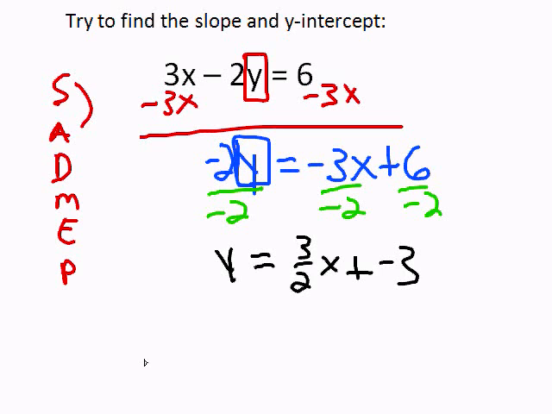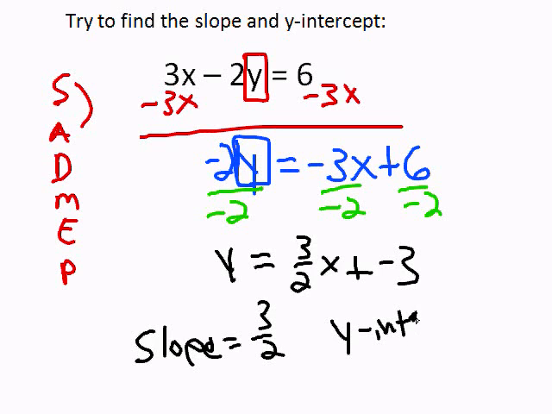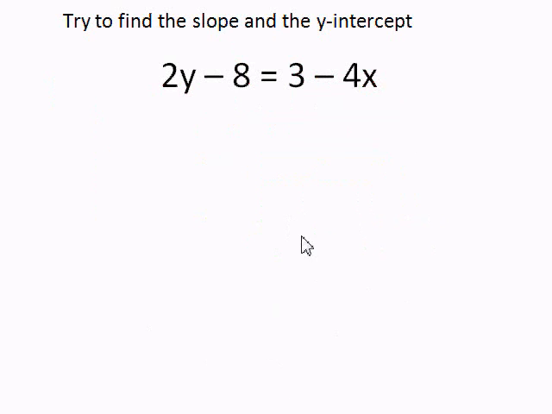This leaves us with our slope equal to 3/2, and our y-intercept, which I'm going to abbreviate y-int, is equal to 0, -3. So again, to find the slope and the y-intercept, I need to rewrite the equation so y was a function of x, making my mx term first and my number second. Go ahead and try to find the slope and the y-intercept of the following equation.